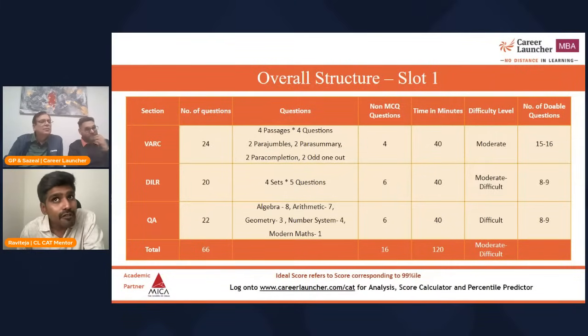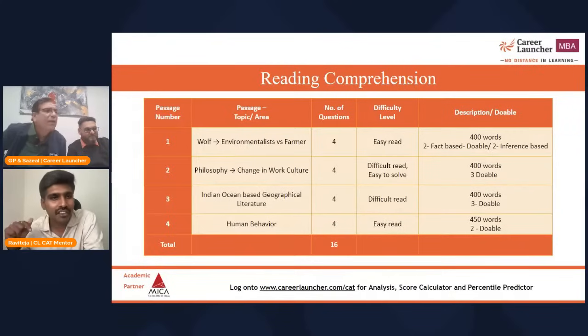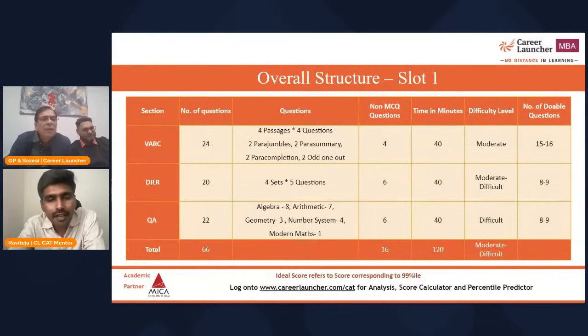And when it comes to RCs, barring one odd inference-based bouncer, which of the following, if true, we'll have a detailed look at the RC separately. Let's just go back. Ravi, DILR 8 to 9 doable, quant 8 to 9 doable, is that fine with you? It looks okay.